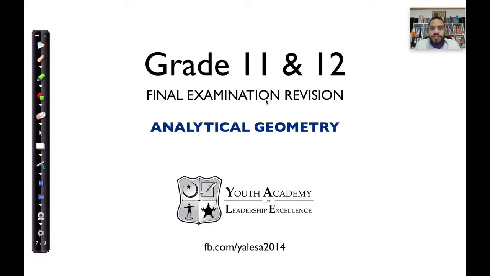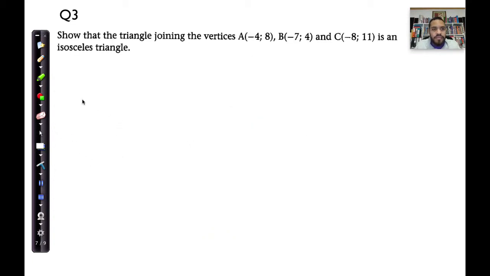Okay, we're continuing with grade 11 and 12, as well as grade 10 final exam revision for analytical geometry. This is question number 3, which reads as follows. Show that the triangle joining the vertices A, B, and C is an isosceles triangle.